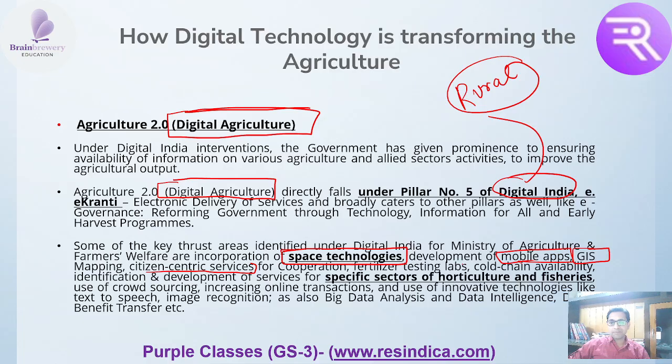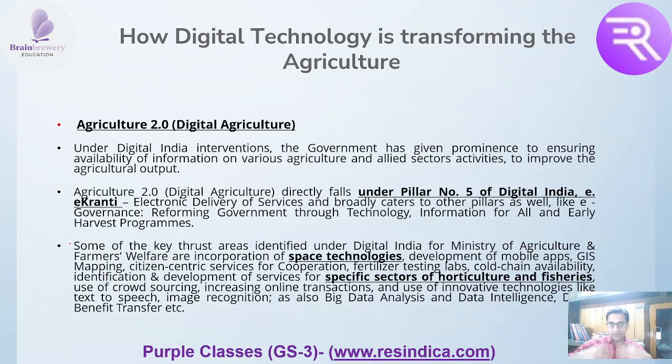Fertilizer testing labs will be there, cold chain availability will be there, crowdsourcing, increased online transactions, and innovative technologies such as big data, machine learning, artificial intelligence, and direct benefit transfer, all that will be happening. Here we just have to know what exactly the government is promoting under agriculture 2.0.